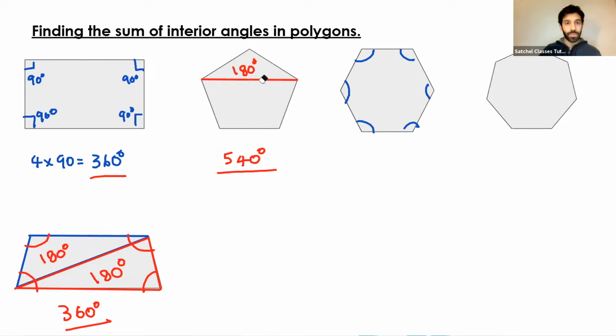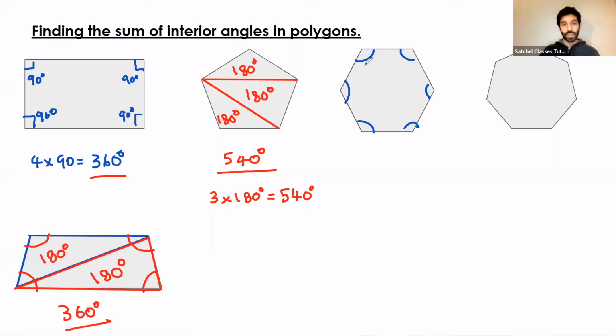I can also split this shape up into, whoops, it's not what I wanted. I can also split this shape up into 3 triangles. So this triangle is going to have a total sum of 180 degrees. This triangle, the sum of angles is going to be 180, and likewise over here. Now what we'll get is 3 lots of 180 degrees, which will again give us 540 degrees.